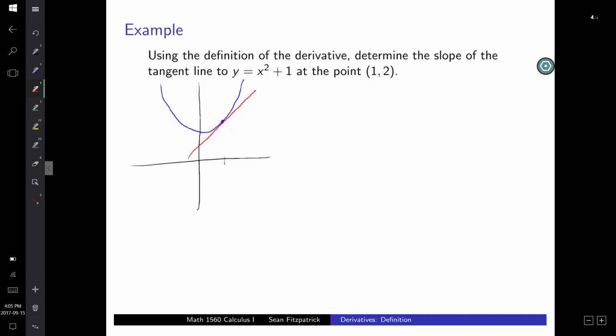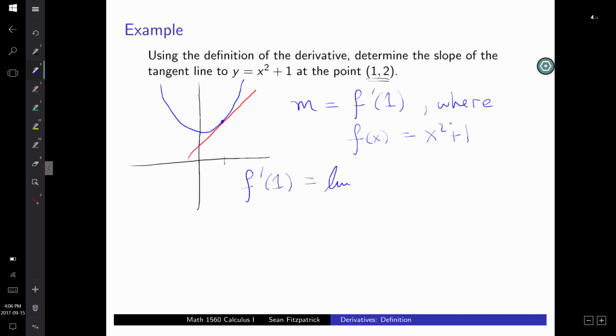this tangent line here. Okay, so what we can do is, now we're only interested in this particular point, right? And so what we do is we say, well, I know what the slope of this tangent line should be. The whole motivation we went through is that this derivative should give me this slope, and I'm interested in the slope when x equals 1. So I want f prime of 1 where f of x is x squared plus 1. So what's f prime of 1? Well, it's the limit as h goes to 0, f of 1 plus h minus f of 1 over h.